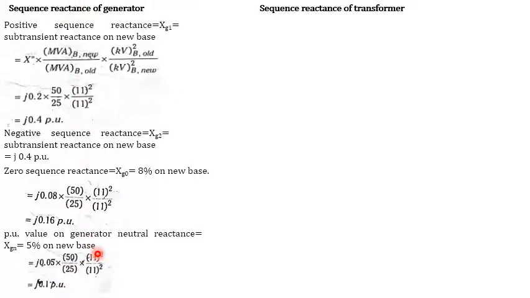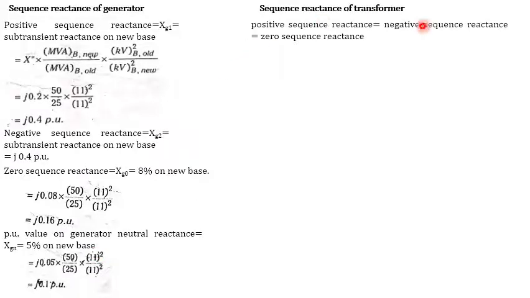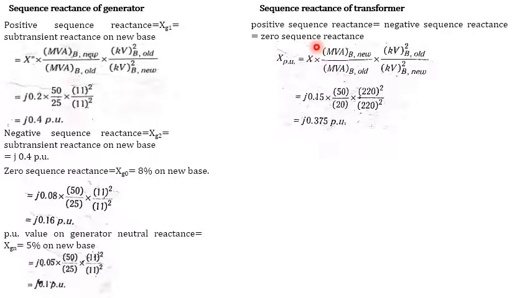Coming to the transformer, the positive sequence reactance is the same as the negative, because for static devices it is the same. We have the formula: we'll get 0.15, the new MVA is 50, and for the voltages you can consider either the low voltage or the high voltage. You can consider the transmission line voltage, that is 220 by 220. So you'll get 0.375 per unit.